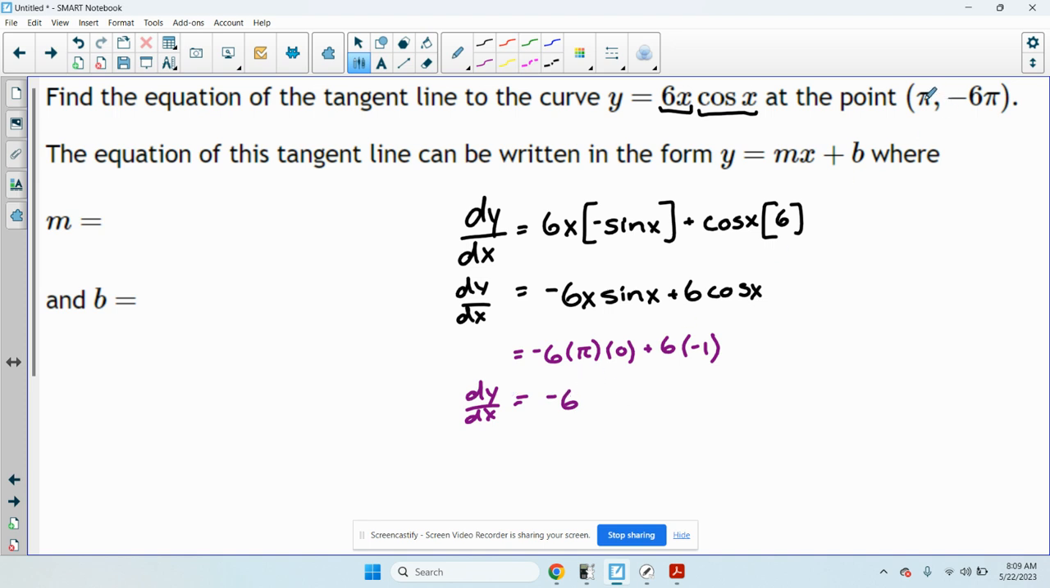So I have my m, I have an x, and I have a y. So I can set up my equation. I'll put it down here. y equals mx plus b. Negative 6 pi equals negative 6 pi plus b. If we add 6 pi to both sides, we get b equals 0. So m is negative 6, and b here is going to be 0.